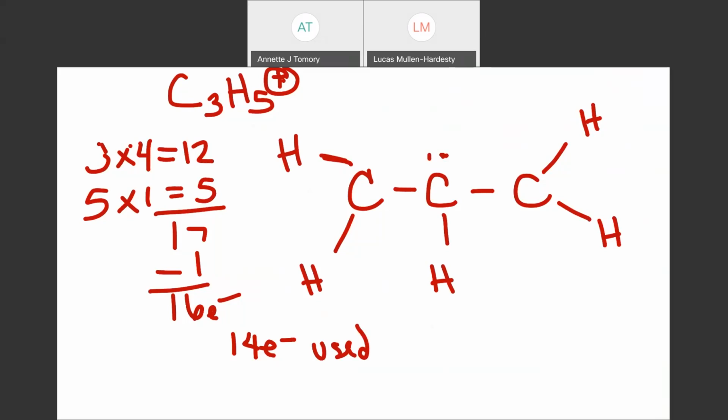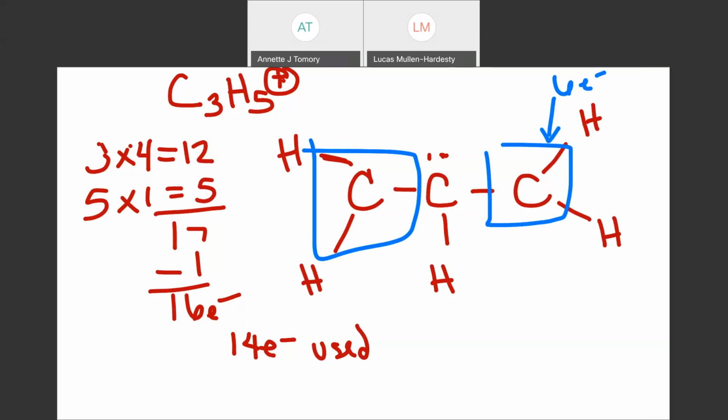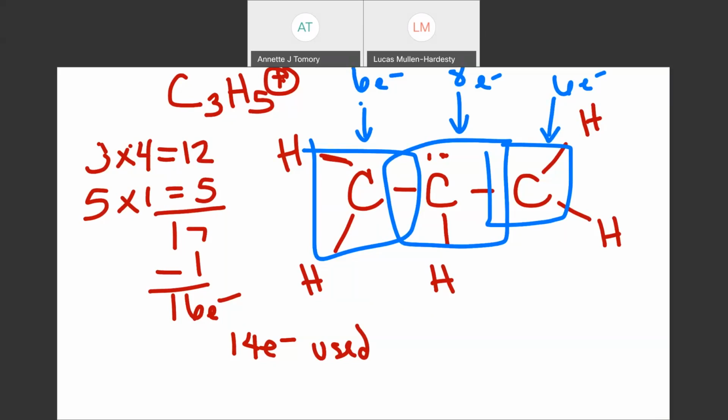From here, let's take a look at octet rules. If I look at this carbon here, how many electrons does it have? 6 electrons. How about this one? 6. How about the one in the middle? 8. So that one in the middle is the only one that actually follows the octet rule at this point. We also have a +1 charge to deal with. So am I going to make everybody happy here?